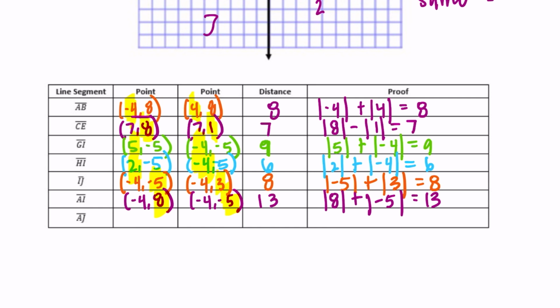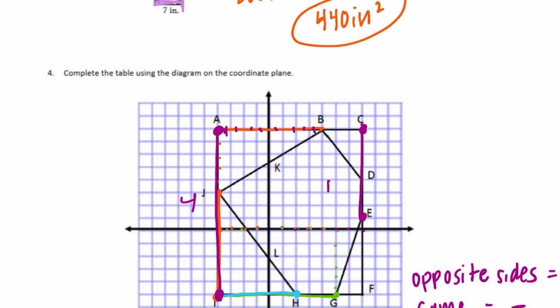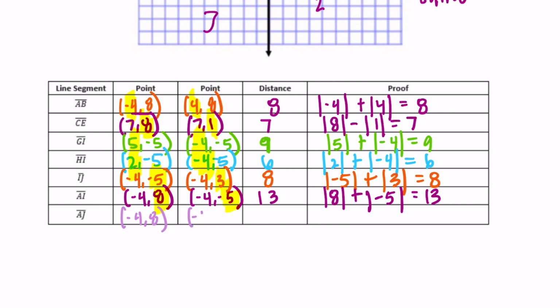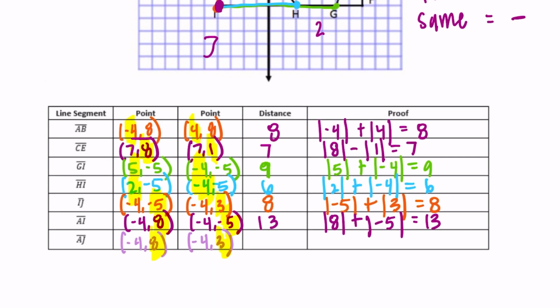And then the last one, AJ. So A was negative 4, 8, and J, here's A, where's J? Right here. J is negative 1, 2, 3, 4, 3. So they differ on their y coordinates, and they are in the same quadrant, so we're going to subtract them. The absolute value of 8 minus the absolute value of 3 is equal to 5, so the distance is 5.